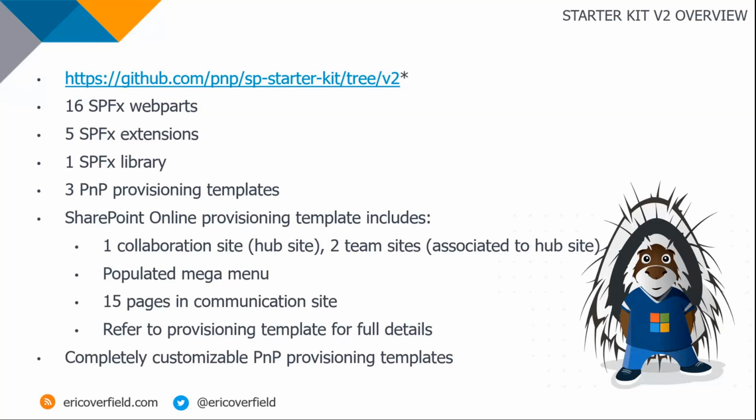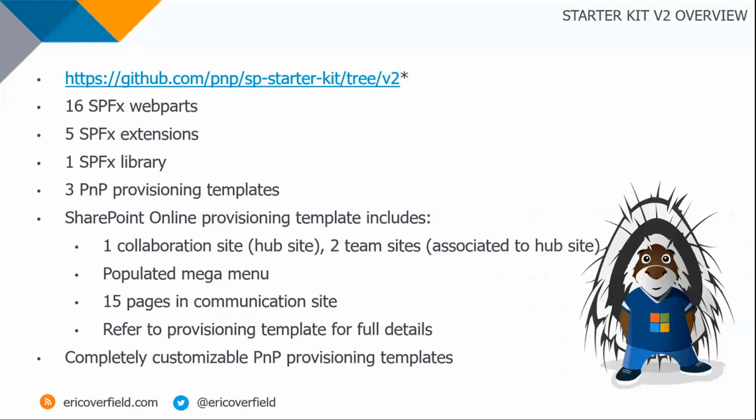The provisioning template on SharePoint Online, you get a communication site just like V1, 2 team sites. That com site is going to be a hub site. The team sites are automatically associated with it. Of course, this is all done for you. You're going to see in my installation, it's effectively 2 commands, and you get all of this. There's a populated mega menu that will be deployed. You get a whole bunch of pages in that com site. 15 pages are deployed for you.